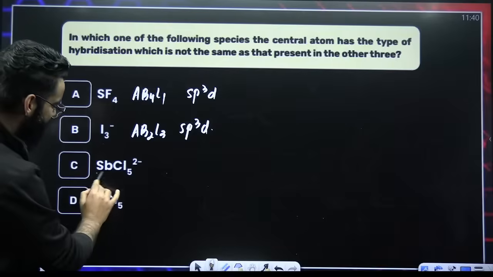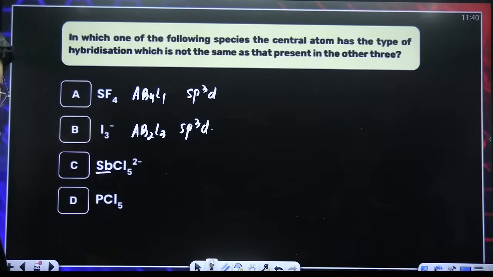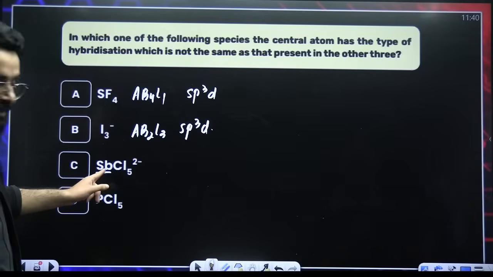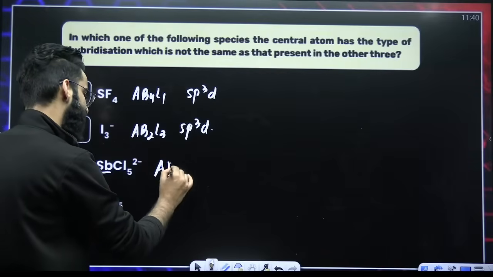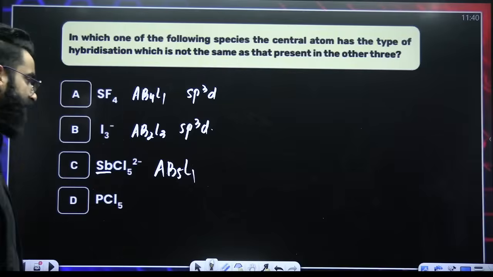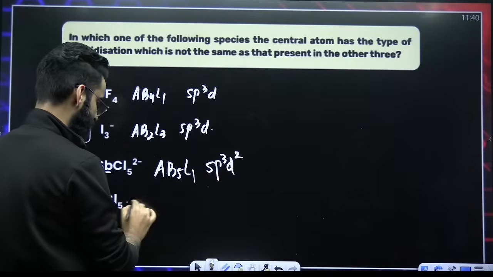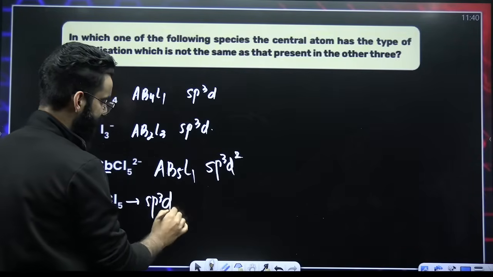What is Sb? It's antimony, right? Perfect. The type of the molecule will be AB5L1. And you know for AB5L1, the hybridization will be sp3d2. This will be sp3d.